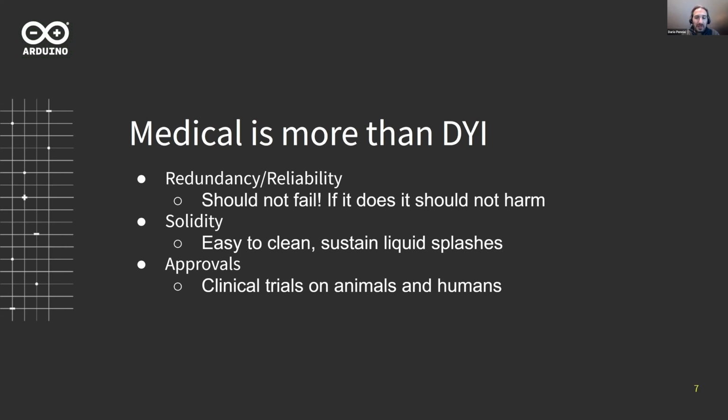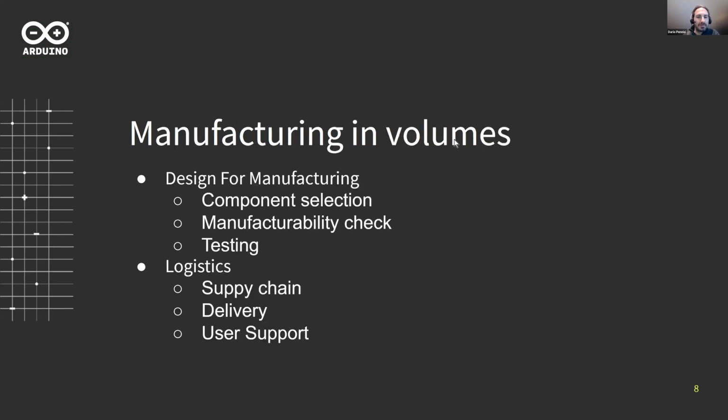And then approvals. It's very important that if you start something, you already have on your roadmap clinical trials on animals and humans, and you know how to handle that. Because if you're not getting there, don't even start. There are a lot of other things that you can do that are needed and which are very useful. So let's try to keep the efforts concentrated on the few things that really are working.